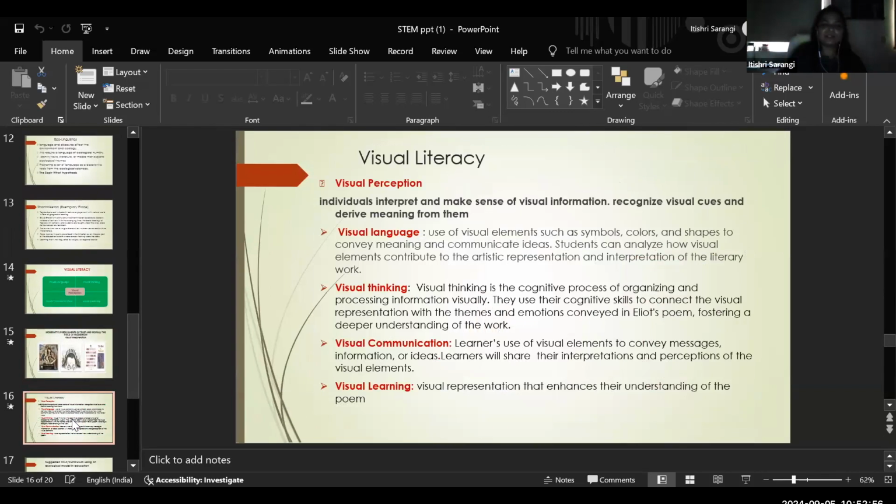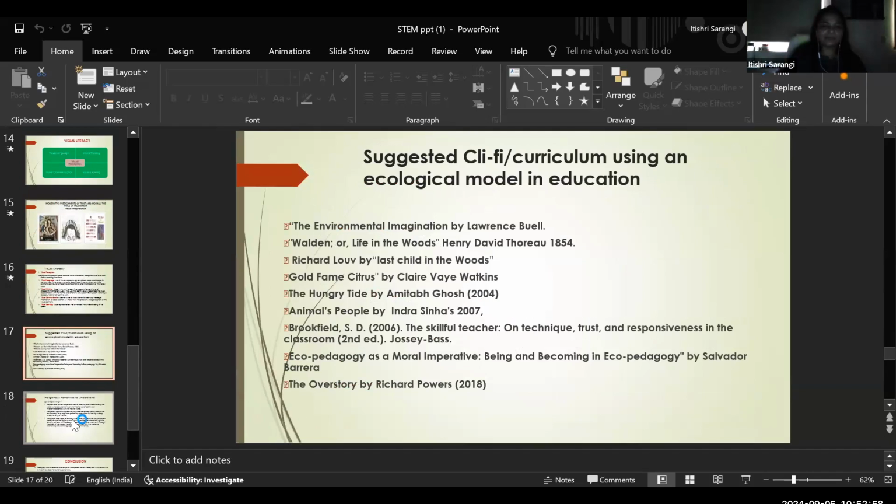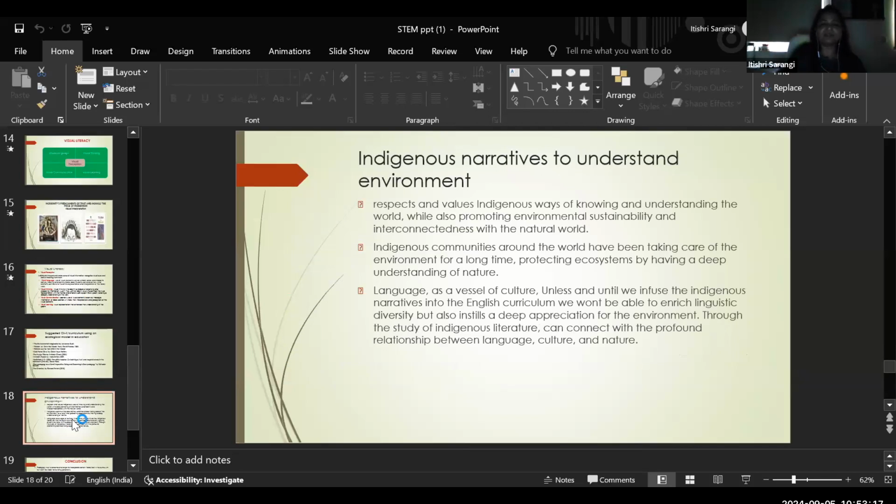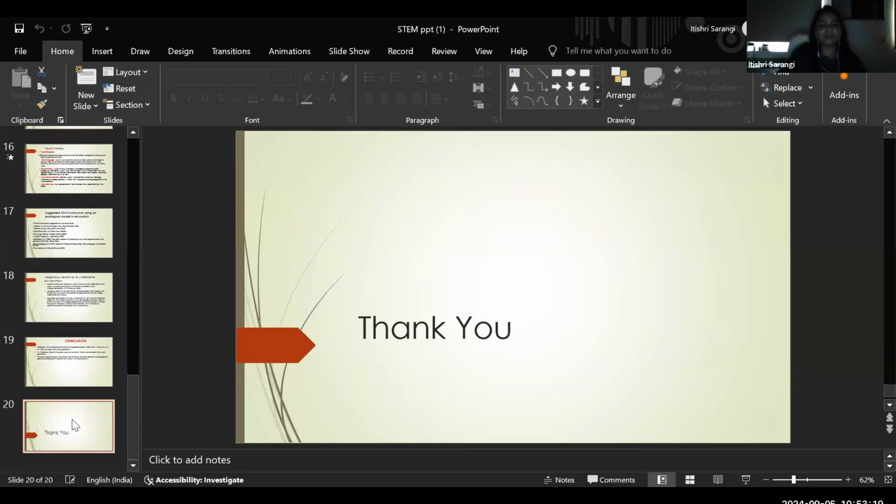So I'll skip all the slides because it is all here. I have given some suggested sci-fi fictions and the curriculum using an ecological model in education. So I have suggested a few books which I found very helpful for the students, so that they can get connected with the environment. They can understand the environment well through these fictions. So that's what all my presentation is about.